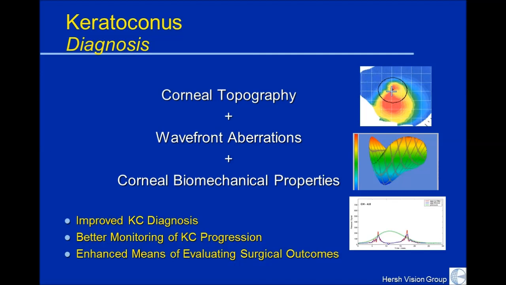Taken together, examination, topography, aberrations, biomechanical properties allow us to diagnose KC, monitor progression, and plan what might be best in a certain circumstance. Because everybody's corneas are different. Everybody needs to be evaluated individually and treated on that basis.